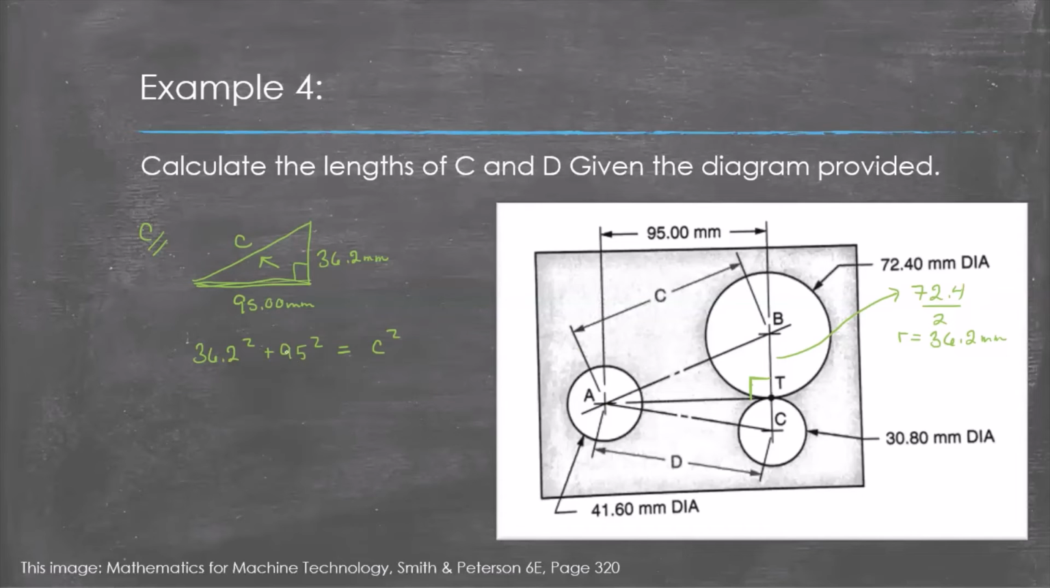See if you can do it in one stretch. This is one where the numbers get large, so I like to do it in one piece so I don't lose anything. I get 10,335 and 44 hundredths is equal to c squared. Then we take our square root. That leaves us with c equal to 101 and 66 thousandths of a millimeter.